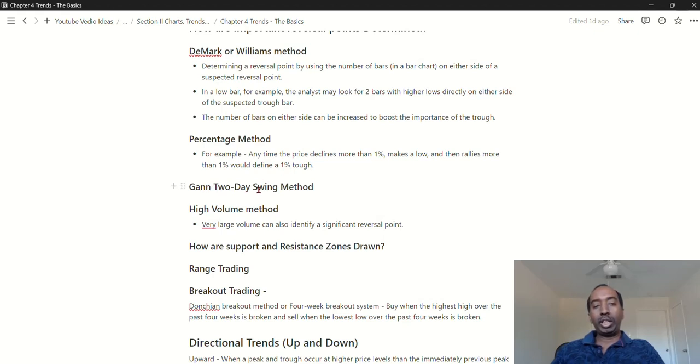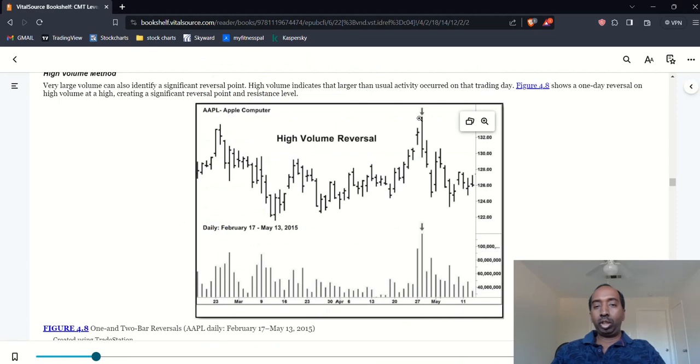Gann 2-day swing method. The Gann 2-day swing method is similar to the DeMark or Williams method. However, in this, the reversal point, either a trough or a peak, is determined based on the next following two bars. The previous bars are not considered. The following two bars are considered here. High volume method: very large volume can also identify a significant reversal point. In this picture, this is considered a reversal point because there is a high volume, more than average, observed here.